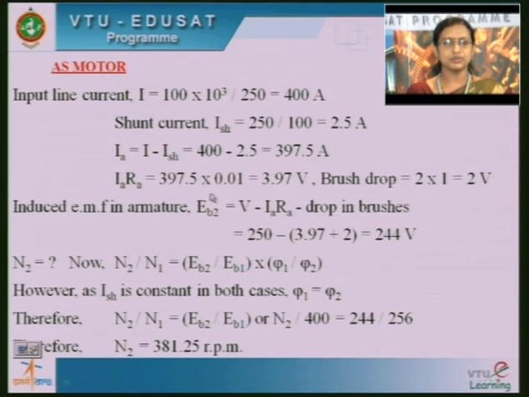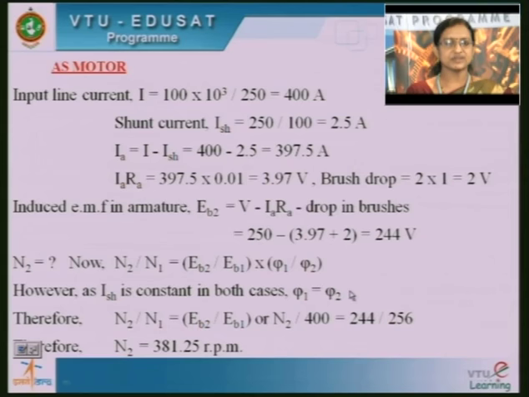Now we have the two drops: one is the armature resistance drop, and another is the brush drop. For this particular value of current, calculate IARA. We are getting 3.97 volt, and the brush drop is 2 volt. In case of this motor, the back EMF is equal to V minus IARA minus drop in brushes. Substituting these values, we are getting the back EMF equal to 244 volt.